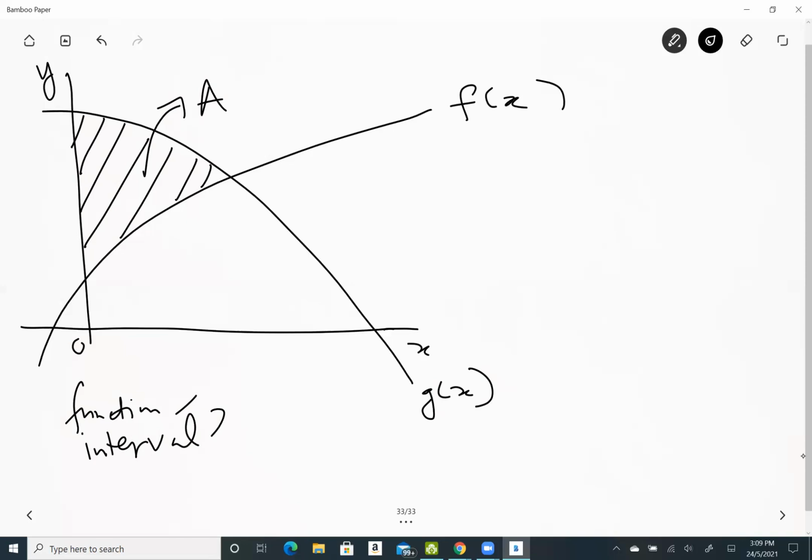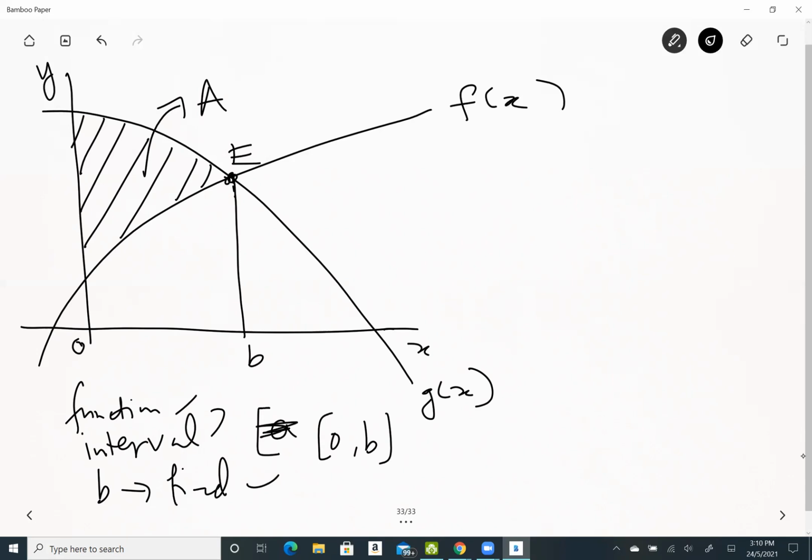From 0 until the intersection. I'm sorry, not intercept, intersection. So I need to find that point. We call it B. Okay, so that point B is the intersection, which we know. So in order to get the interval, the first point, you know, is 0. So the interval is from 0 to B. And the B, you need to find. Okay, we can find it because we already do this many times.